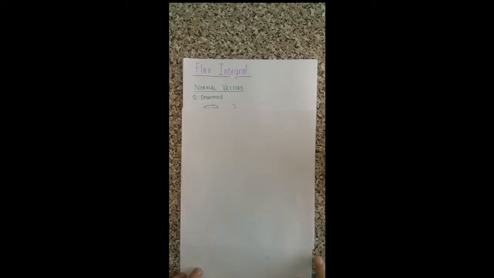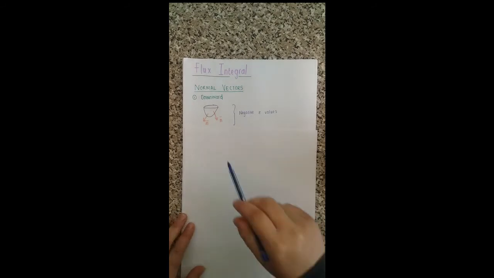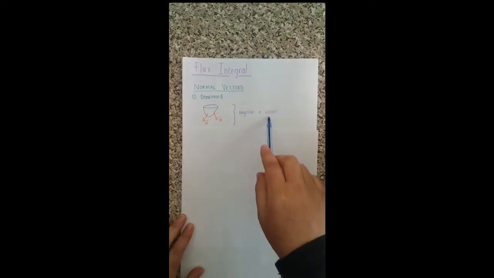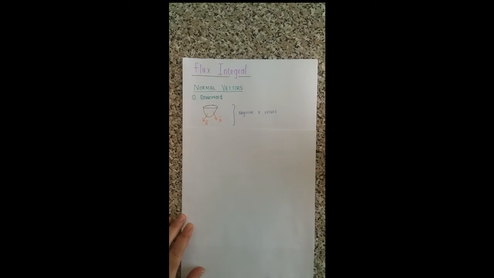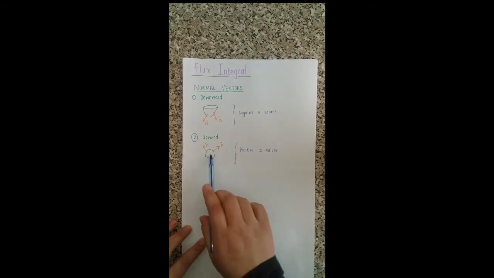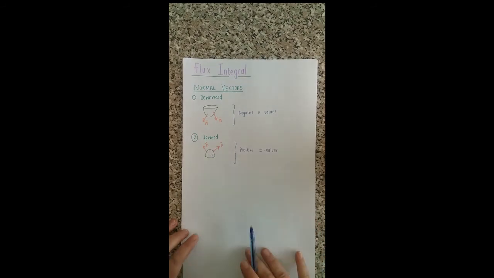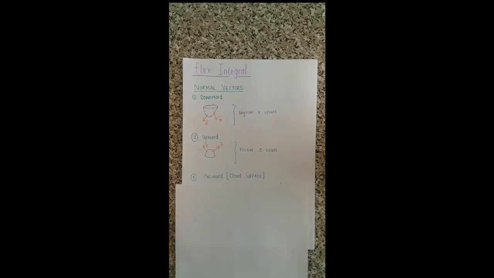We have downward normal vectors, which look like this. So you would have negative z values. And then we have upward, which would look like the following, which would have positive z values since they're upward. And then for closed surfaces, you get outward and inward normal vectors. So an outward normal vector would look like the following if you have a closed surface. And we take it as a positive direction for closed surfaces.